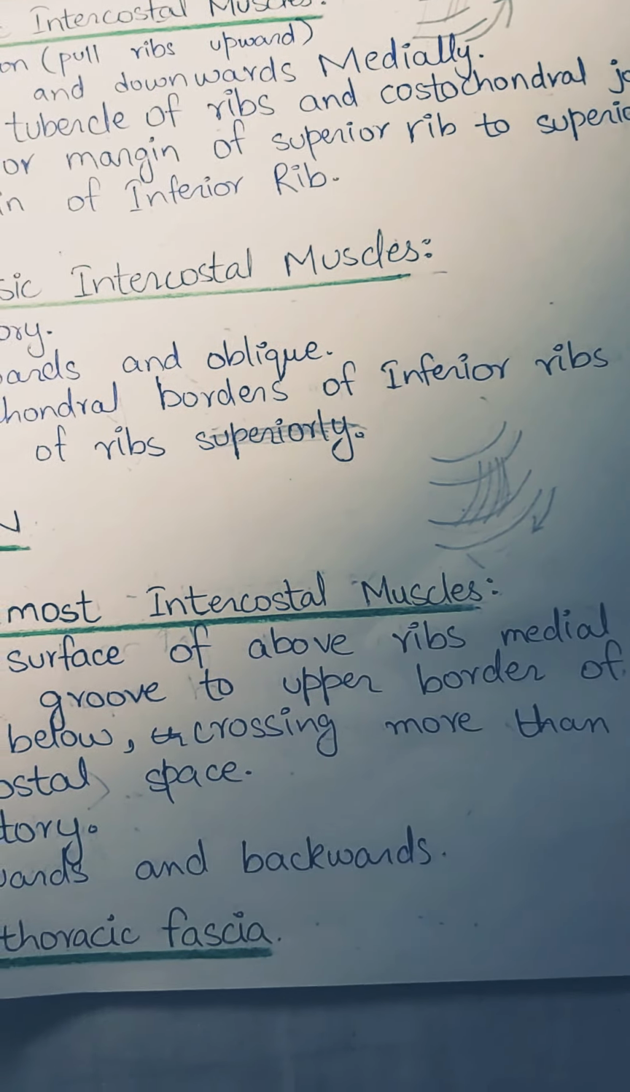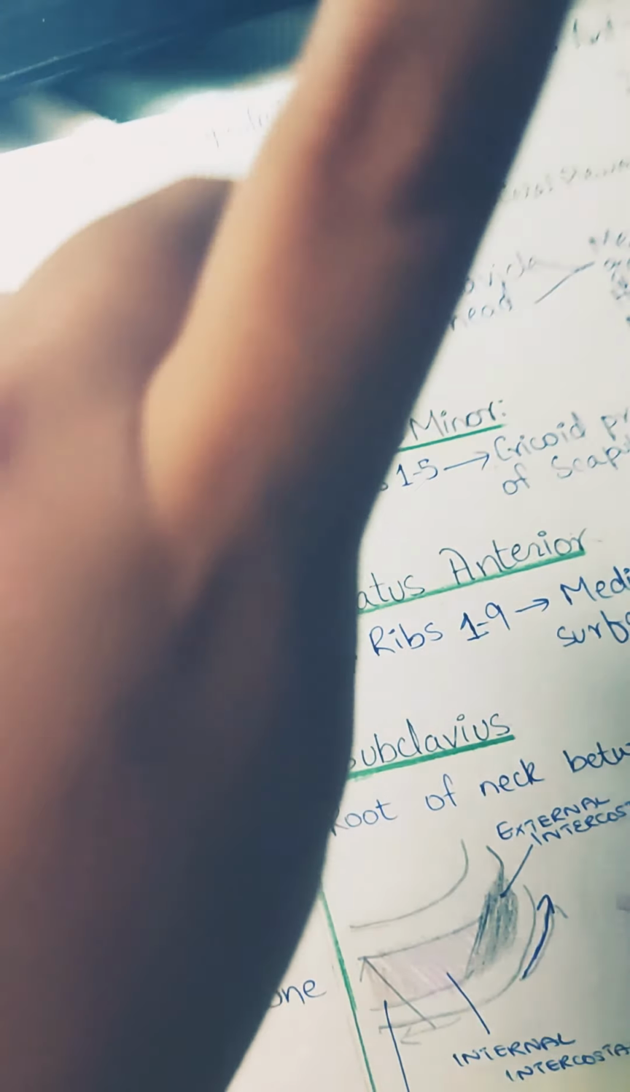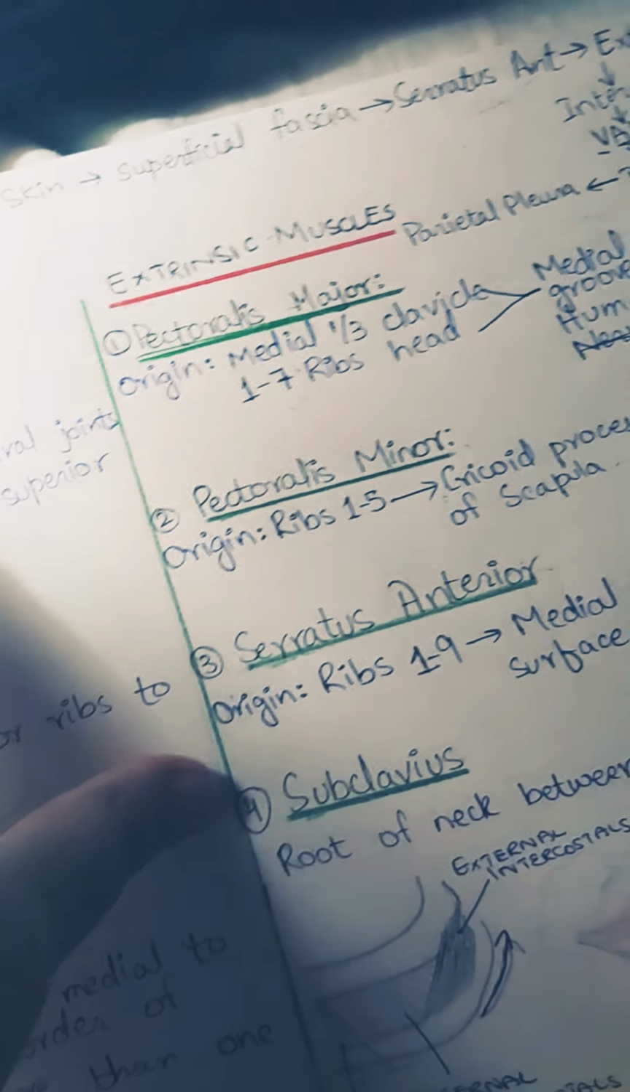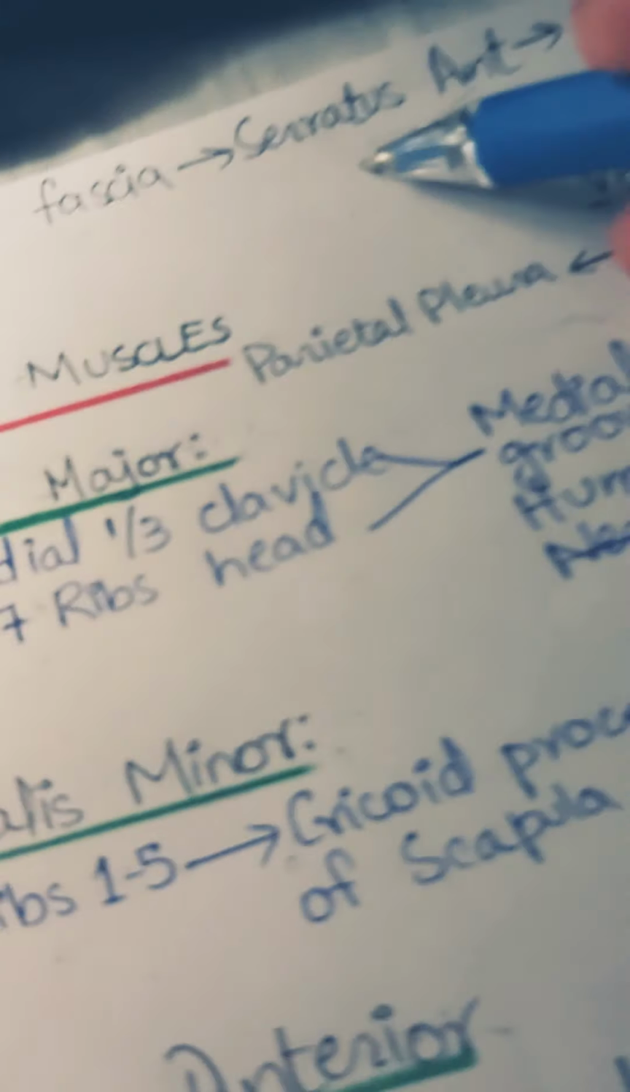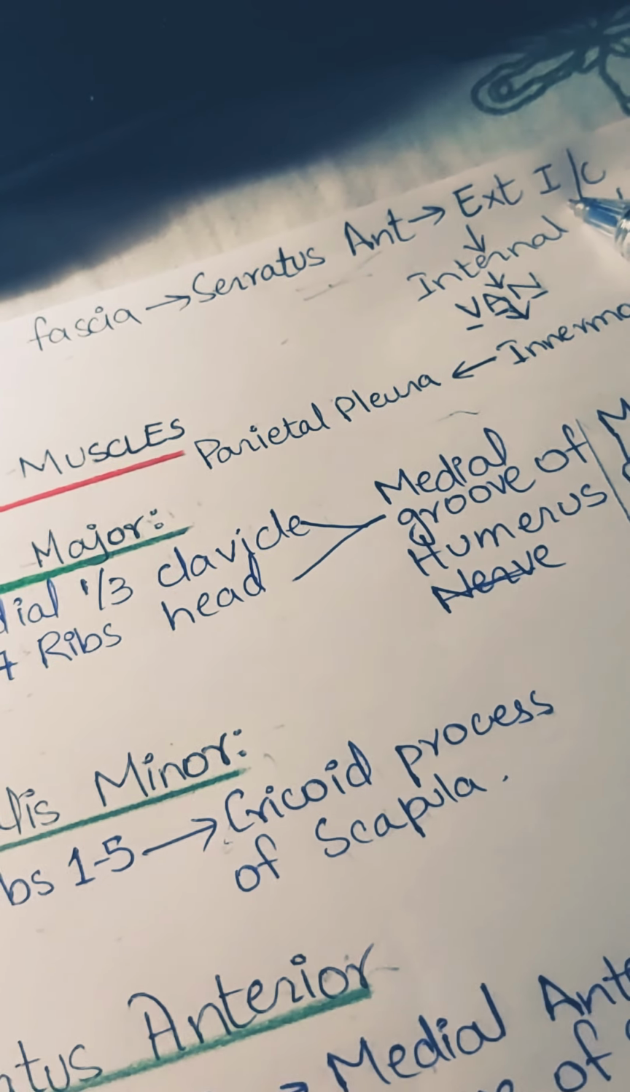Now, with that, we need to revise the layers of the anterior thoracic wall. Obviously, from superficial to deep, we have skin and superficial fascia. Just beneath that, we have the first muscular layer, that is serratus anterior. Serratus anterior is a really big muscle that fans out from rib 1 to rib 9, and then it terminates into the scapula. Just beneath that, we have the external intercostal muscle.